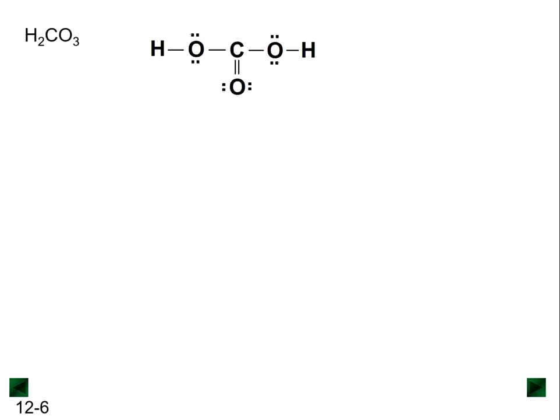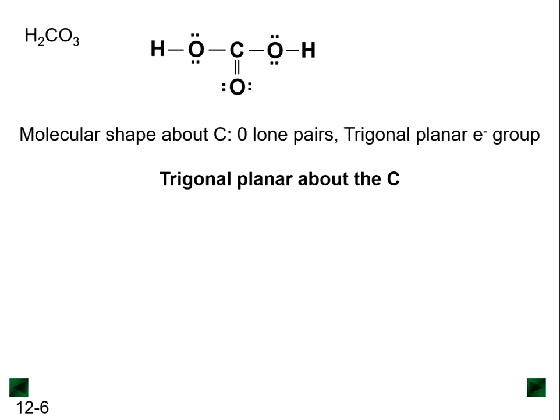Our next molecule is carbonic acid. When we looked at carbonic acid, there's actually two different central atom groups, but let's look at the carbon central atom. The molecular shape about the carbon, of course, is a trigonal planar structure. It's a flat molecule. There are no lone pairs, and there are 3 electron groups.